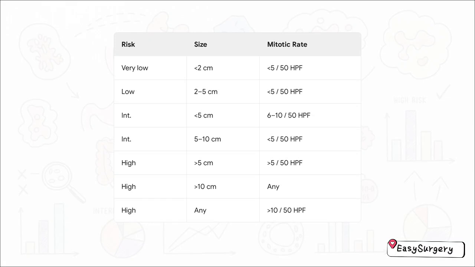So to put that into perspective, a tumor less than 2 centimeters with less than 5 mitoses per 50 high-power fields, that falls neatly into the very low category. But on the flip side, if a tumor is larger than 5 centimeters and has a mitotic rate greater than 5, or if it's just massive, like over 10 centimeters, regardless of the mitotic rate, it jumps straight to high risk. Also, any size tumor with a mitotic rate over 10 is automatically high risk. Now, it's a pretty elegant system, right? But clinically, we quickly realized it didn't quite capture the whole picture.